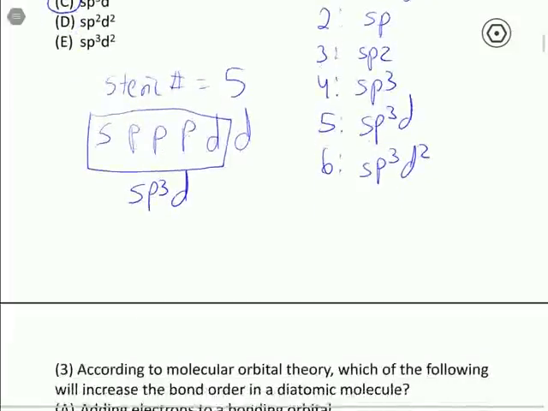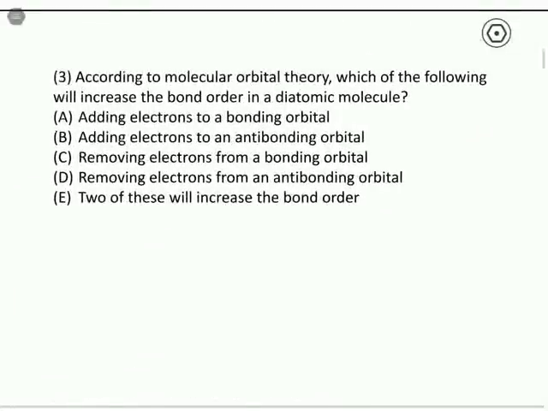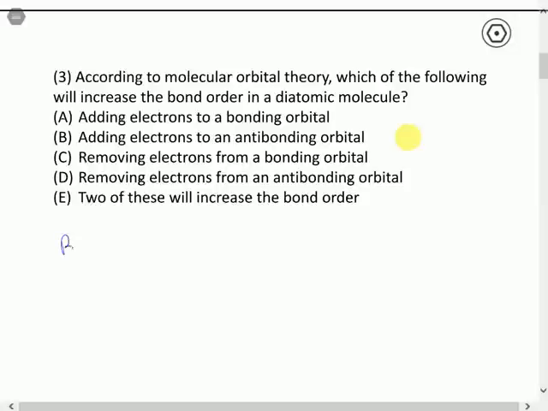All right, so now we're going on to another bonding theory, molecular orbital theory. This is a conceptual question about molecular orbital theory. According to this theory, which of the following will increase the bond order in a diatomic molecule? We have to remember that bond order is determined by a simple equation, if we want to think about it mathematically or semi-quantitatively. The bond order is 1/2 times the number of bonding electrons. Every electron that goes into a bonding orbital increases the bond order by 1/2, and every electron that goes into an anti-bonding orbital decreases it by 1/2.